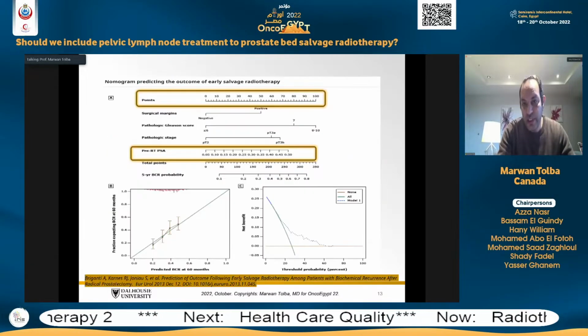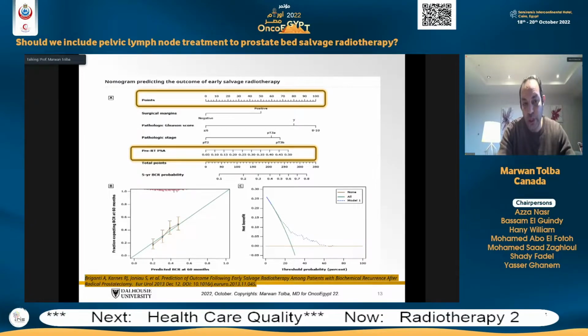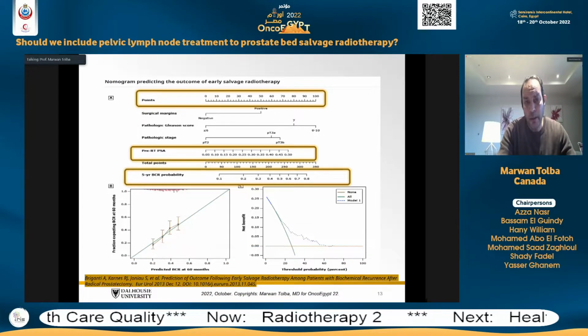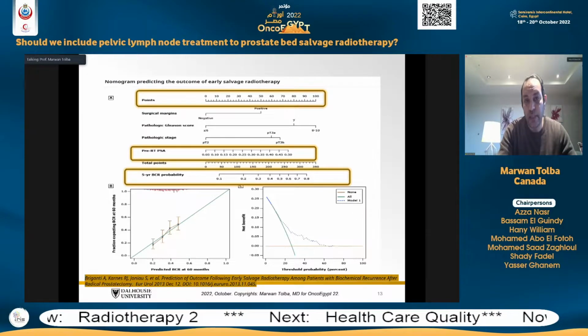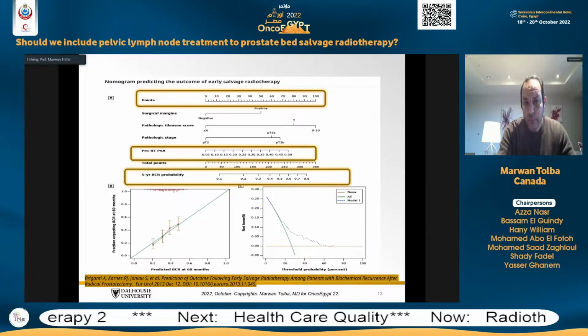So when we see this, it's also matching with the famous nomogram from Briganti et al., which was published in European Urology, that told us the lower the pre-radiotherapy or post-prostatectomy PSA, the higher the biochemical recurrence control probability.